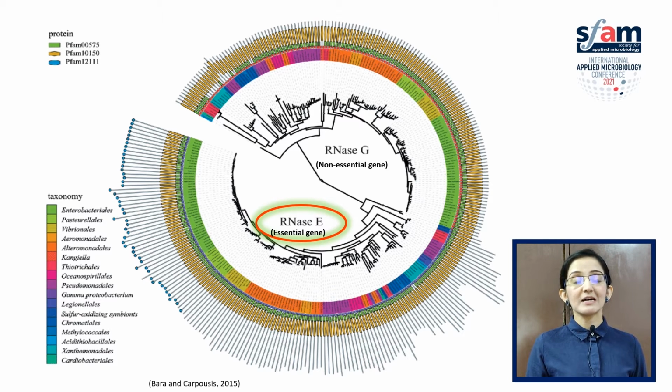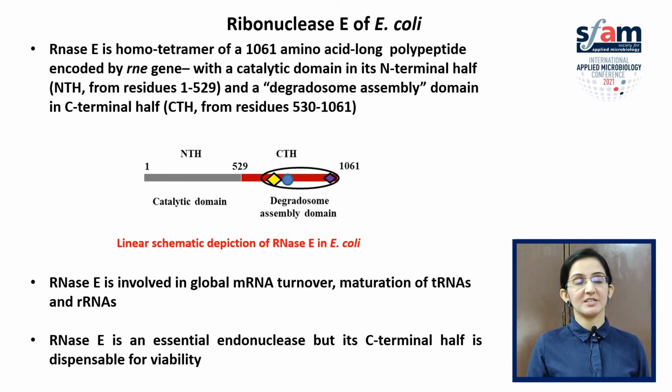RNase Z is a 1061 amino acid long polypeptide encoded by the rnz gene, with a catalytic domain in its N-terminal half and a degradosome assembly domain in its C-terminal half. RNase Z is involved in global mRNA turnover and maturation of tRNA and rRNAs, and although it's an essential endoribonuclease, its C-terminal half is dispensable for viability.